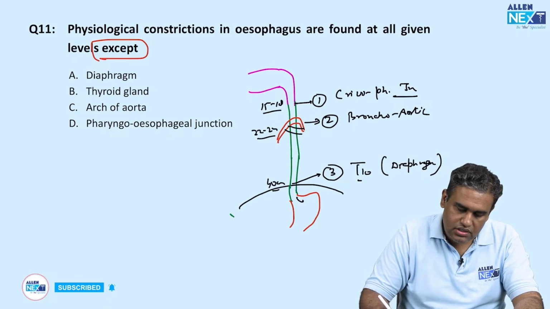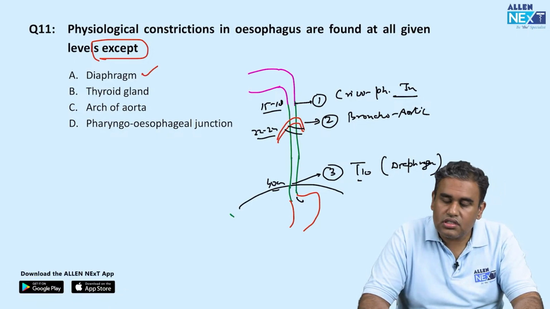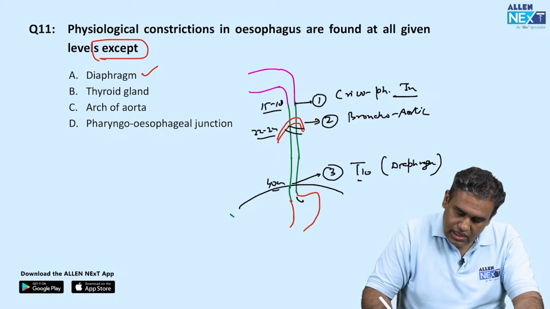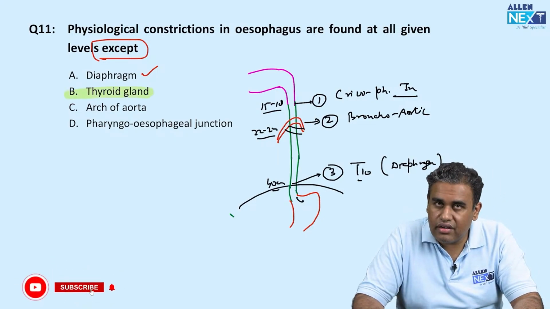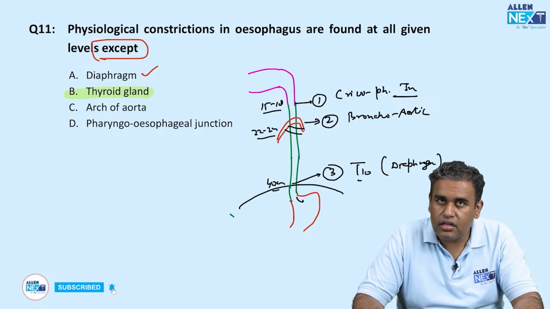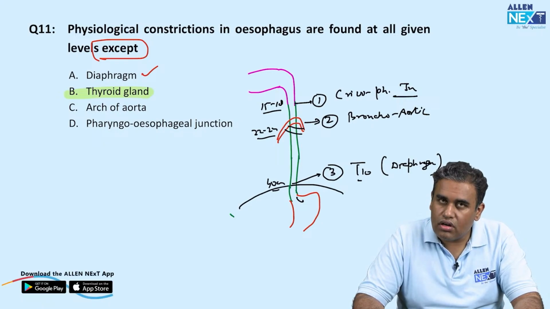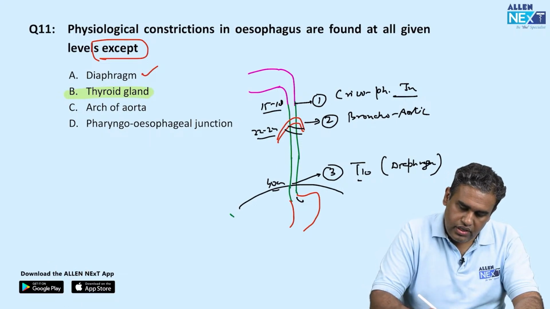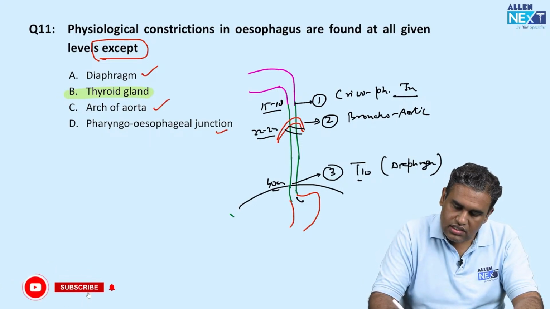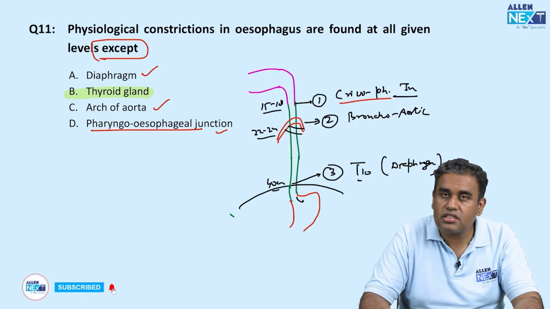Now let's see the options. Diaphragm, yes, there is a constriction. Thyroid gland, no, because the thyroid gland is present in front of the trachea, and normally it doesn't compress the esophagus. Let us see the other options as well. Arch of aorta, yes, bronchoaortic. And the pharyngoesophageal junction: this cricopharyngeal is the same as the pharyngoesophageal junction, the beginning.